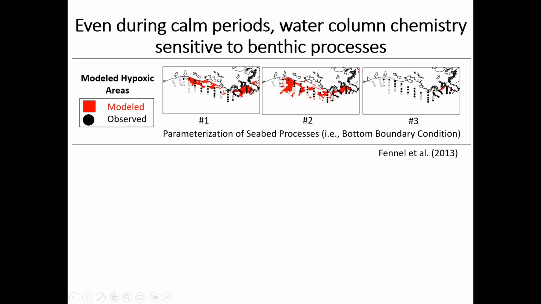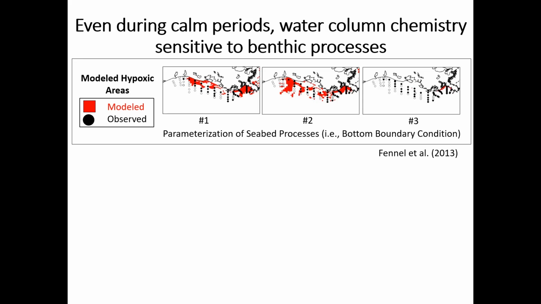This red shading indicates model estimates of hypoxia, and these black dots are the observed data showing where hypoxia occurs. One of the things you'll notice is that when she was putting this model together, she ran the same exact model, but she just changed how the seabed water column interface is parameterized. And these are all reasonable assumptions.